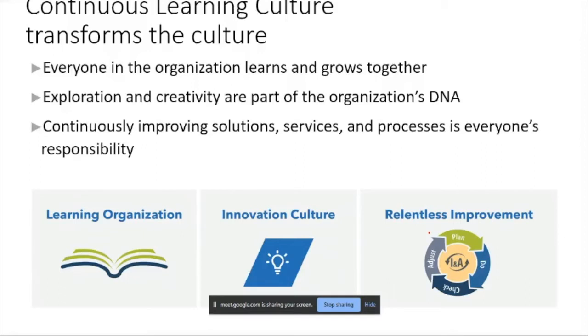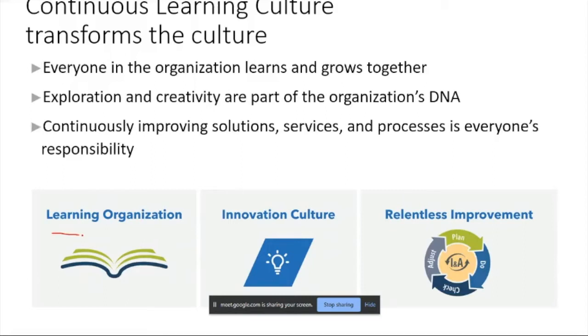Continuous learning culture. This competency is also new for SAFe 5.0. It describes a set of values and practices that encourage individuals and the enterprise as a whole to continually increase knowledge, competence, performance, and innovation. This is achieved by becoming a learning organization, committing to relentless improvement, and promoting a culture of innovation.